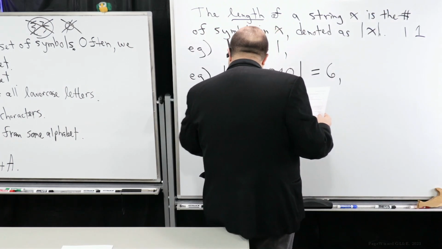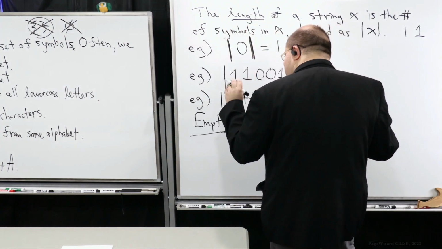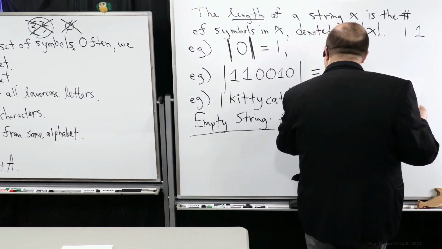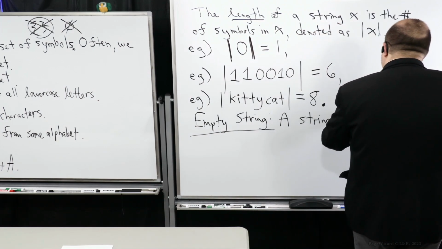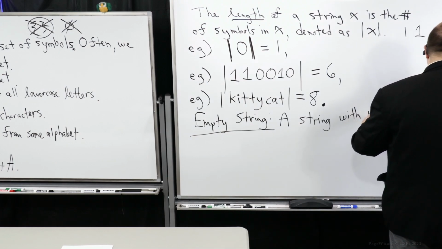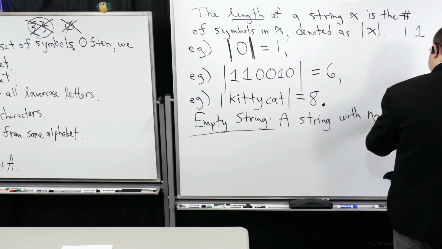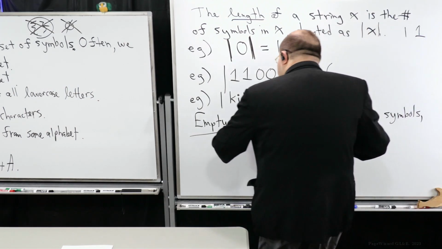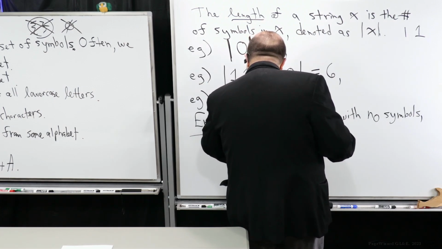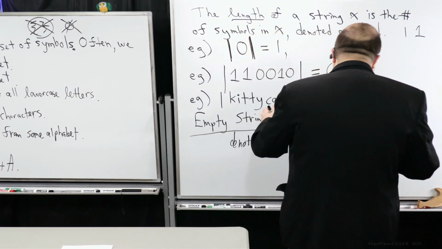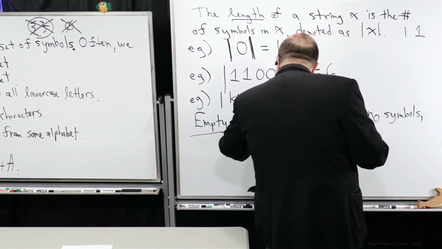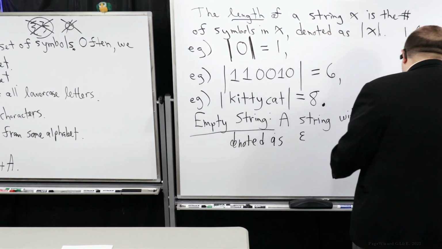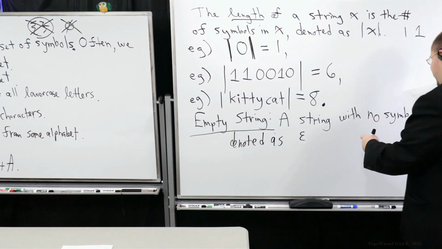So we have the empty string. This is an interesting but important concept. It's simply a string with no symbols. It has 0 symbols. And we often denote it, and I must stress that different authors will use different conventions for denoting the empty string, but commonly you'll find that it is denoted as lowercase epsilon. So it's the Greek letter epsilon. So this is epsilon.